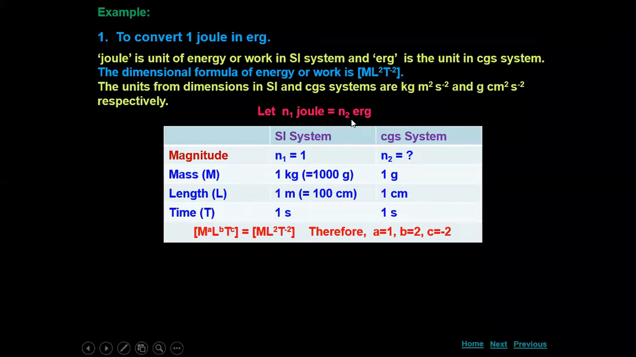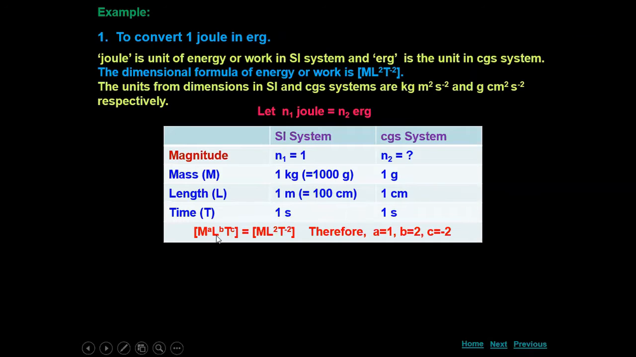The smaller unit's magnitude will be more, that is what I want to find now. So mass m is equal to 1 kg, that is 1000 grams. In terms of this also we are writing. Length L is equal to 1 meter, which is equal to 100 centimeters. That also I am expressing in terms of centimeters. Seconds, there is not much difference.